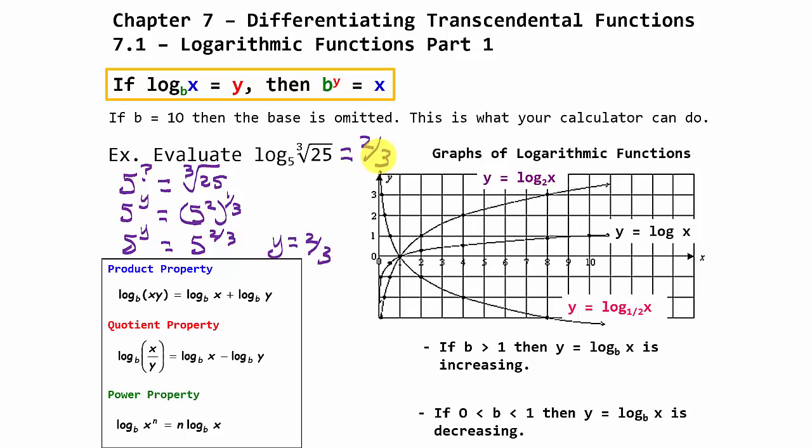A few other things to refresh your memories with. If no base is given, you conclude that you're working in base 10. Remember, this is what our calculators can do.